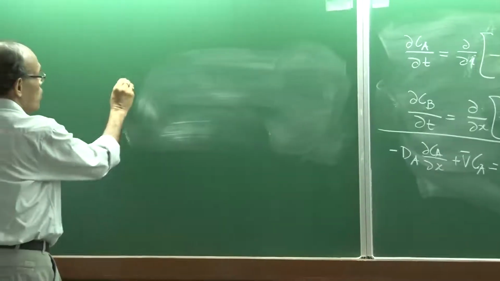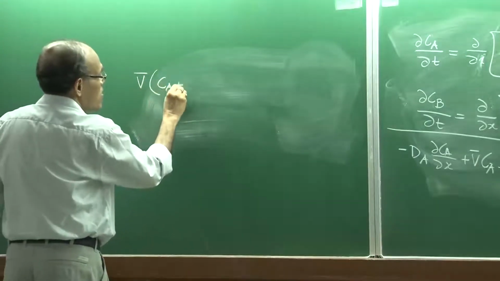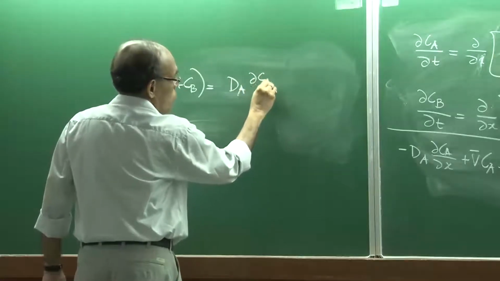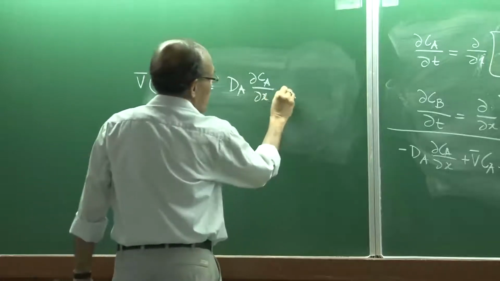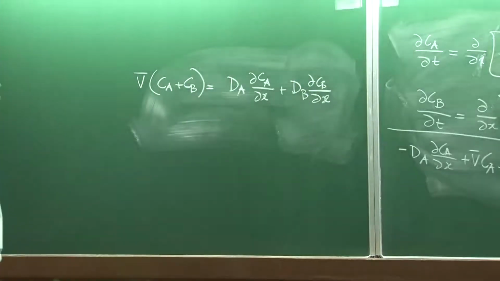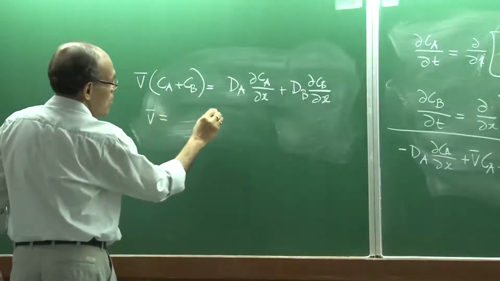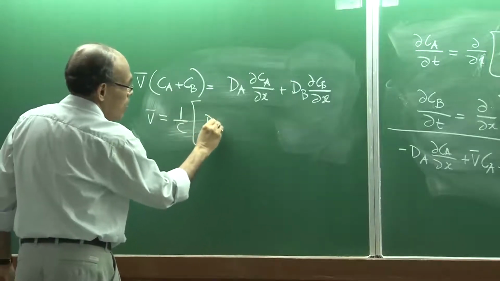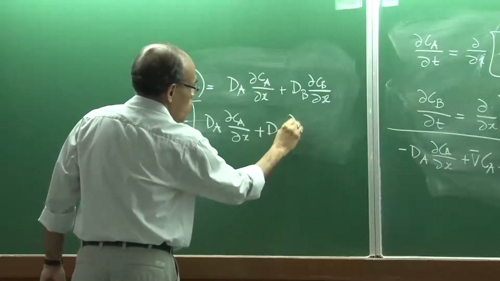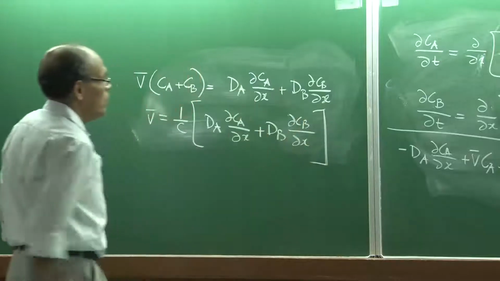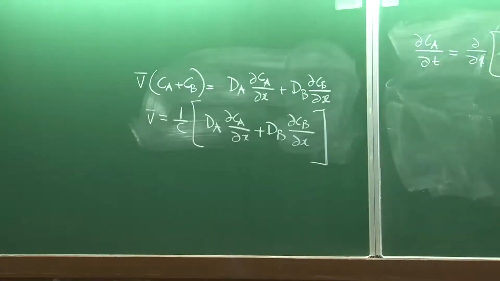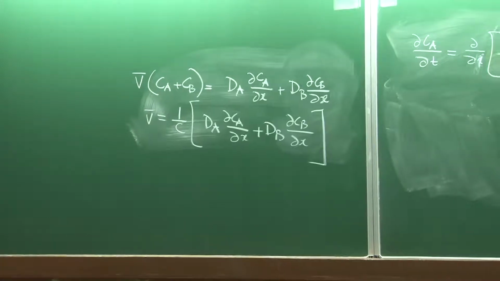So if you look at that equation, I transpose all the V, so V bar times Ca plus Cb is equal to, we have dA, the diffusion coefficient, and then plus dB dCb over dx. And therefore V bar is now equal to 1 by C into dA, and so on. That is the expression for V bar. Let me now substitute that expression of V bar here.